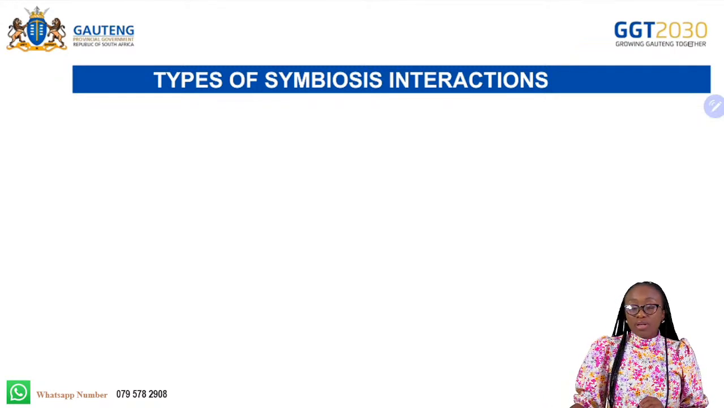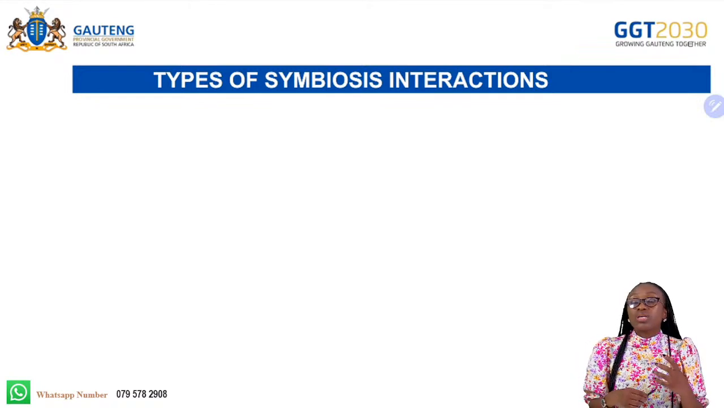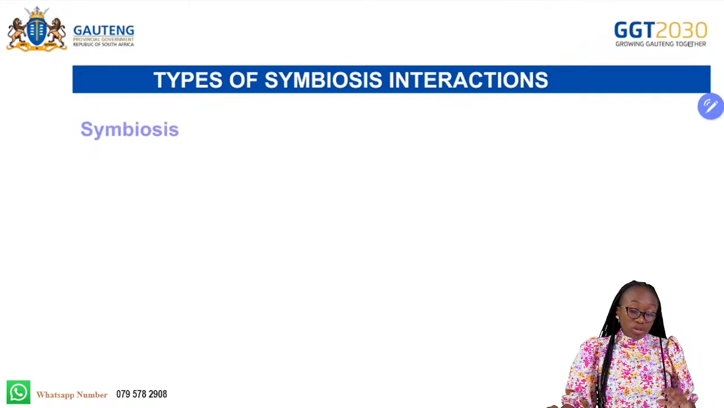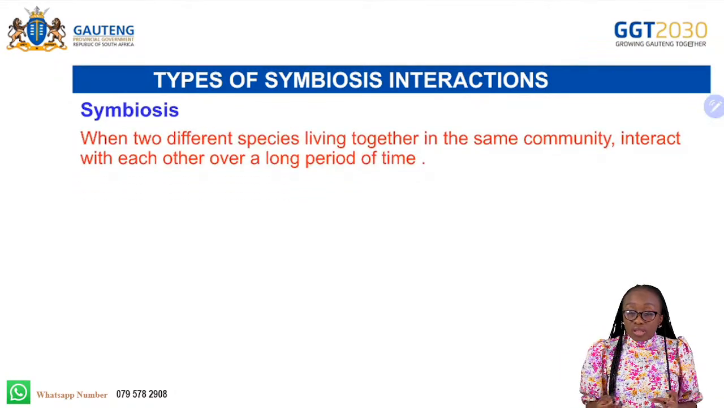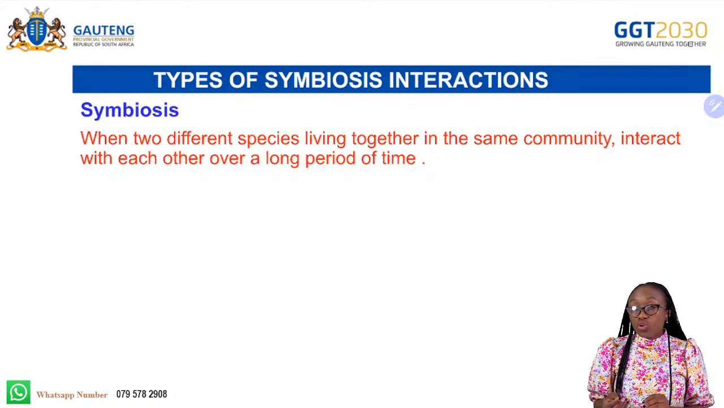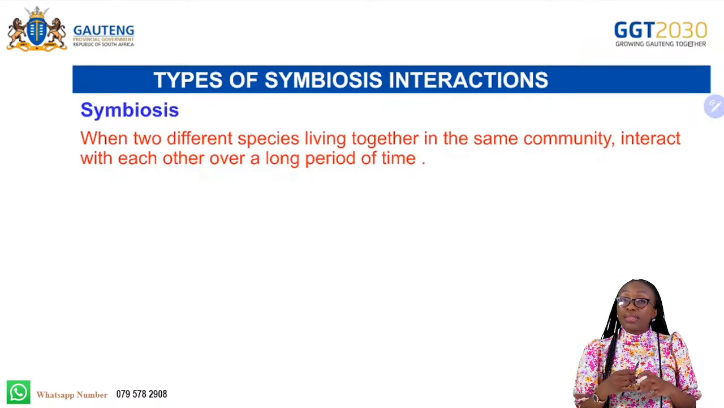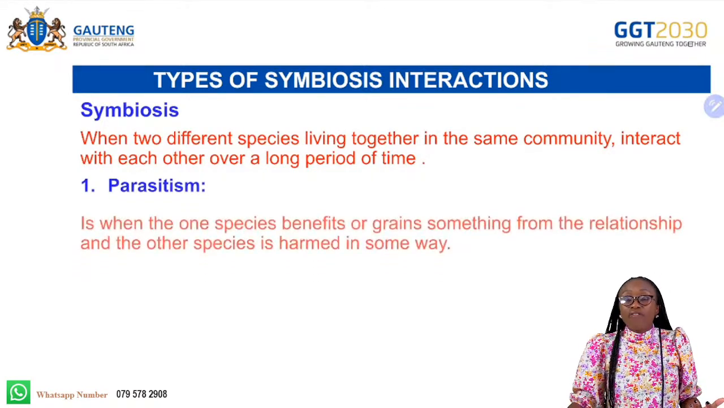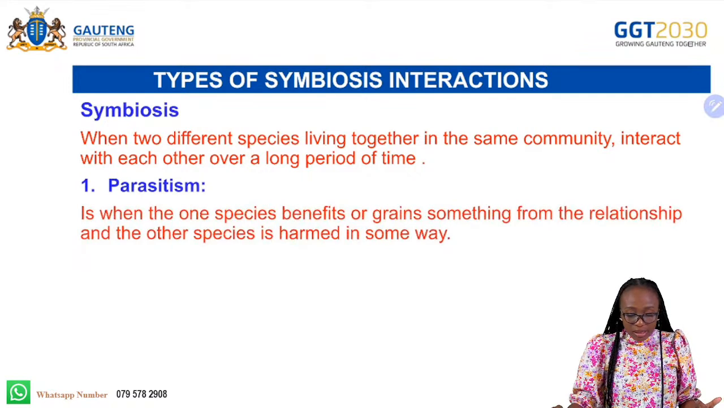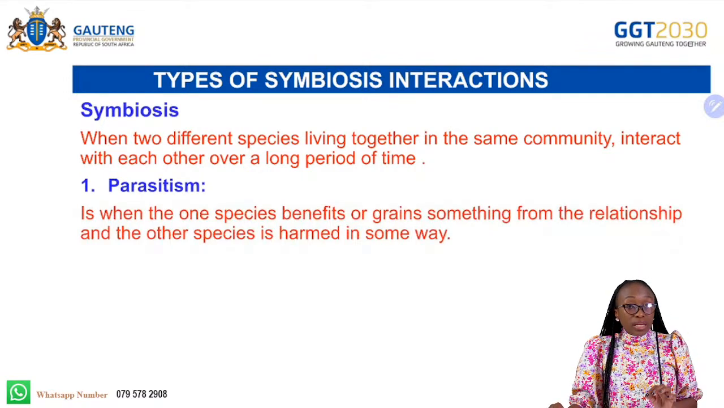Now let's move on to symbiosis. Remember we said it can be further broken down into three types. The general definition is when two different species living together in the same community interact with each other over a long period of time. They can interact via parasitism. This is when one species benefits or gains something from the relationship.